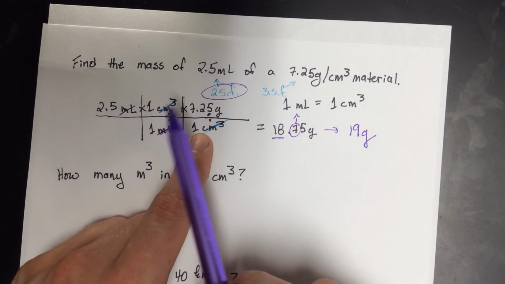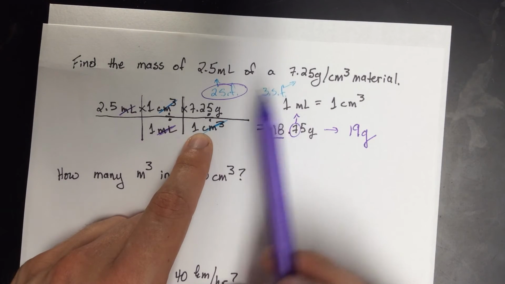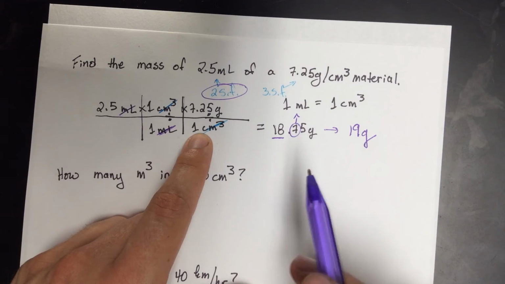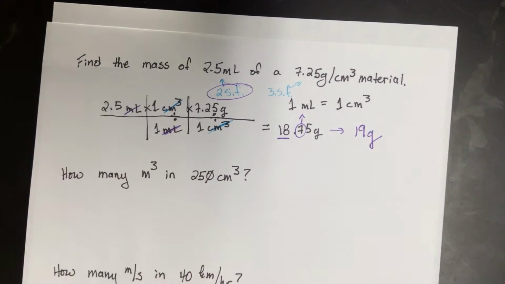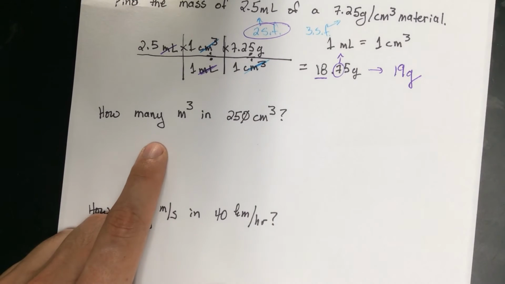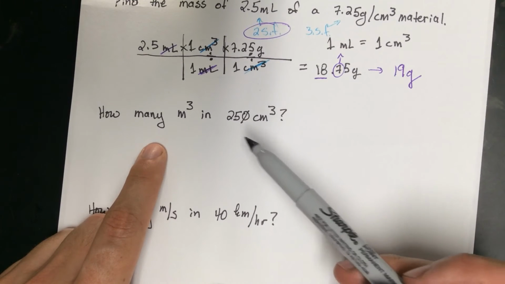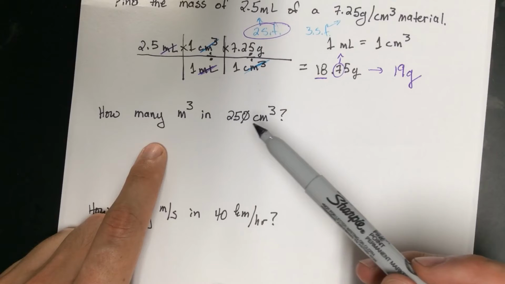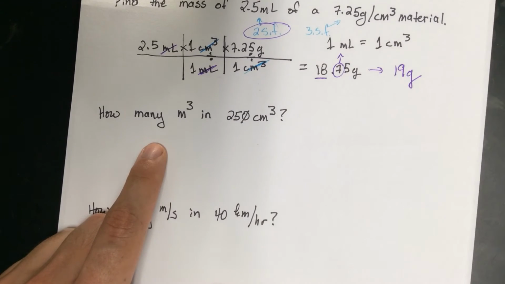So here we did our multi-step multiplication and division problem, and then rounded to the smallest number of significant figures provided in the problem. Here's another example of a problem in which dimensional analysis is helpful. How many meters cubed in 2.50 centimeters cubed?